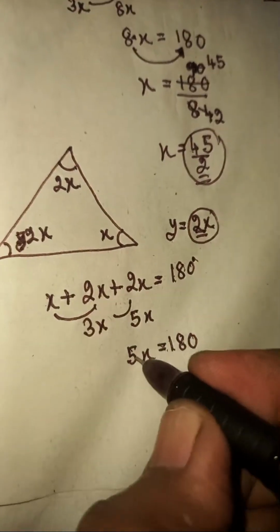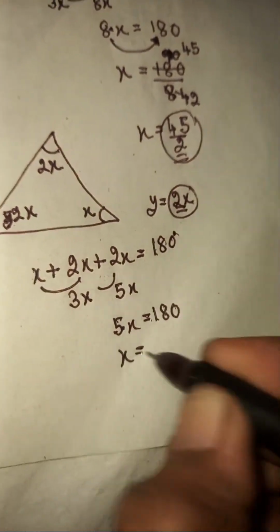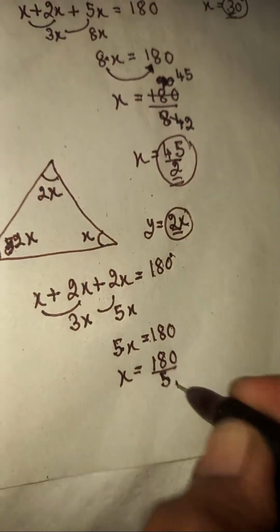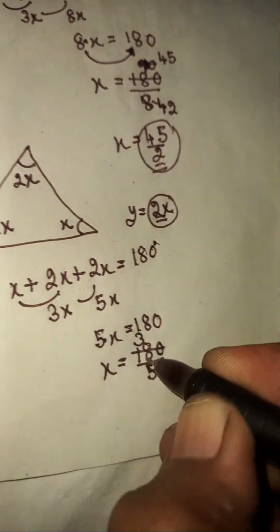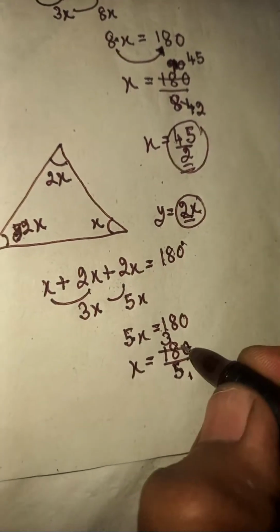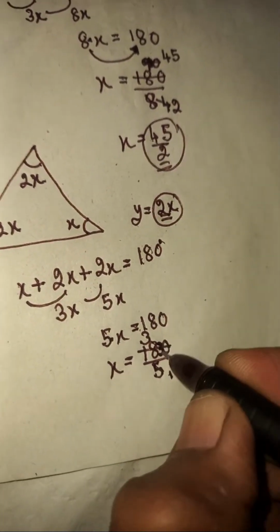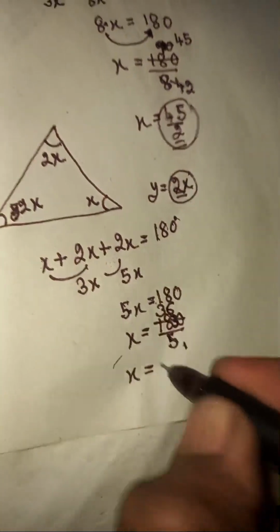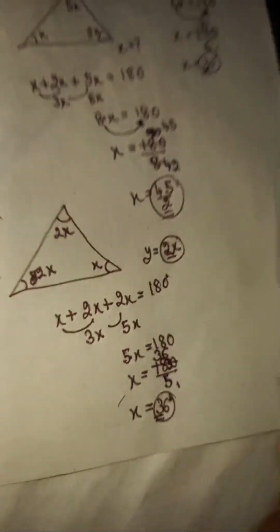Now this 5 comes here, it comes in the denominator, x equals 180 by 5. Now you can divide: 5 1 times, 5 3 times is 15, 18 minus 15, 3 is going to remain, so 3 comes here, it is 30, 5 6 times is 30, x equals 36 degrees.